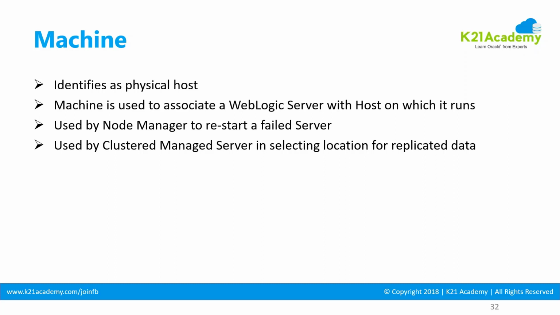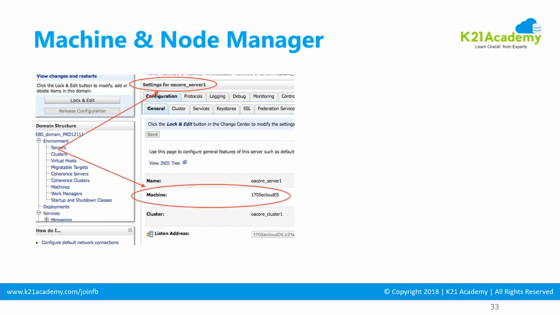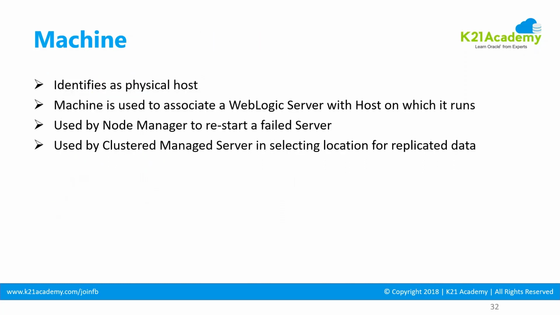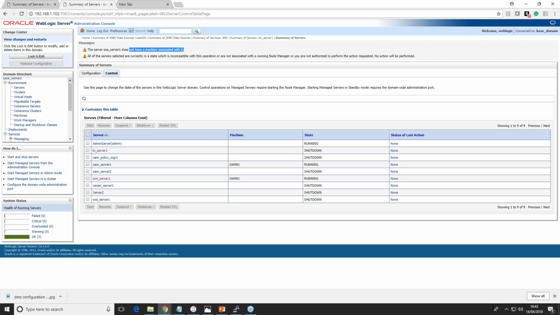But if node manager is up and if the services are started using node manager, it will be used in that scenario as well. So what happens? How I do it is I can create a machine on which I want to start the SOA server and then associate this managed server with this machine.